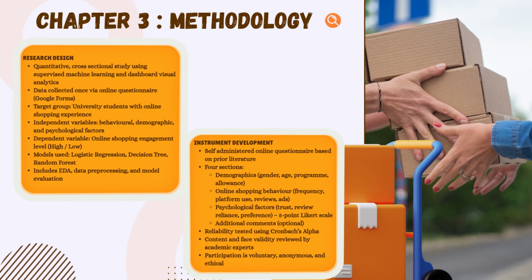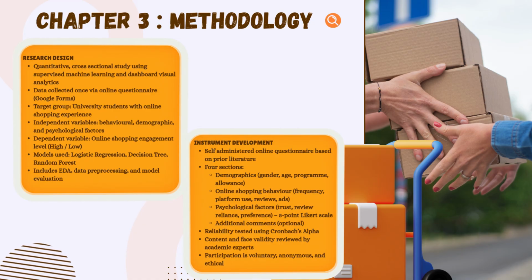Next, the independent variables include behavioral factors, demographics, and psychological perceptions. The dependent variable is the level of online shopping engagement classified as high or low. Machine learning models are used such as logistic regression, decision tree, and random forest. Finally, the study also involves exploratory data analysis, data preprocessing, and model evaluation to ensure accurate prediction.